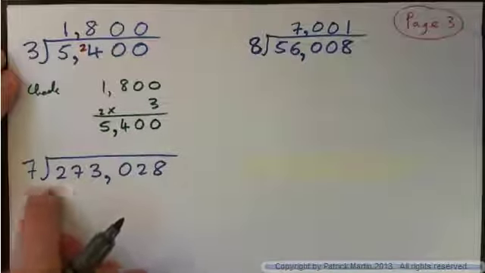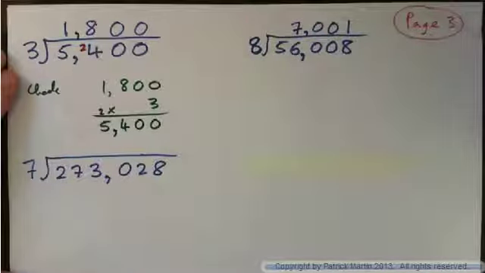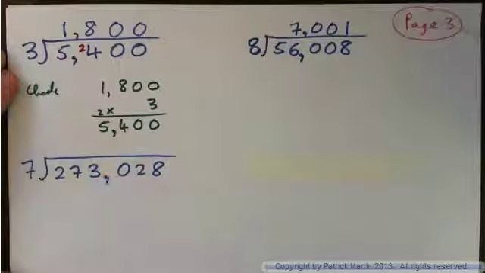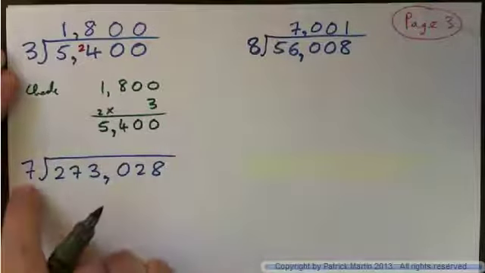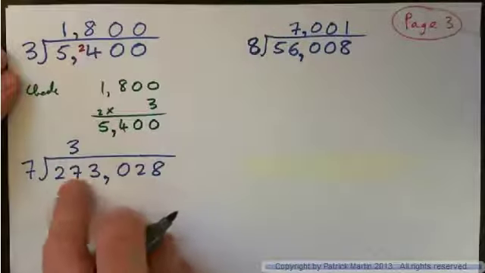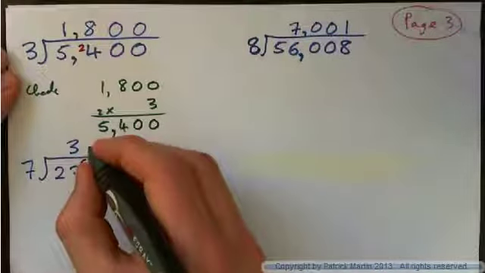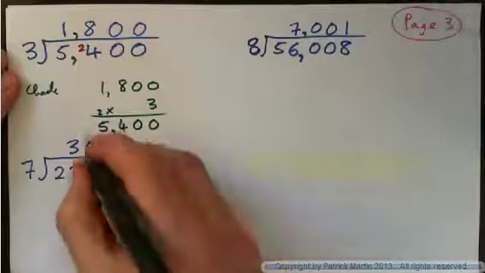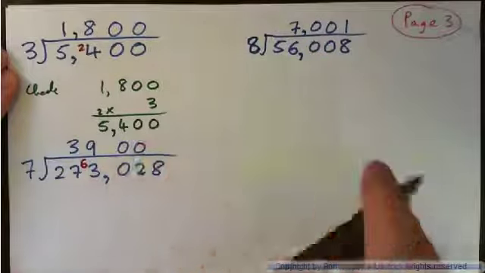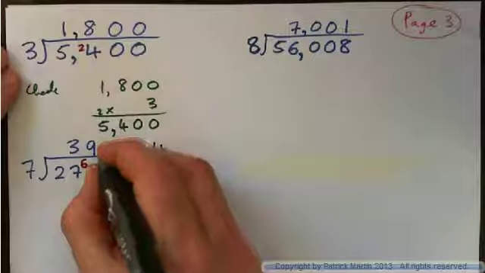7 into 273,028. So 7 into 27. Press pause and do it yourself, see how you get on. Okay, I'll do it now. 7 into 27. Well, 3 sevens is 21, so we'll say 3 times. Now 27 minus 21 leaves us with 6, so remainder 6. 7 into 63. How many times? 9 times, right? 7 into 0, 0 times. 7 into 2, 0 times. Remainder 2. See that? 7 into 28, 4 times. So 39,004.